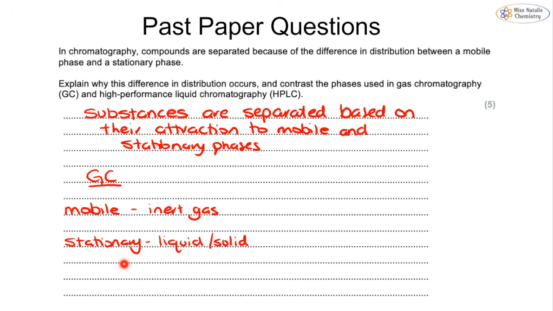column within the oven. Whereas for HPLC, its mobile phase is going to be a liquid because it's usually some sort of solvent, typically maybe water or hexane or pentanol, or ethanol, something like that. Whereas the stationary phase is a solid, or in particular, silica. So you would get 1 mark for talking about why they separate, and then 4 marks in total for explaining or stating what the different mobile and stationary phases are in GC and HPLC.